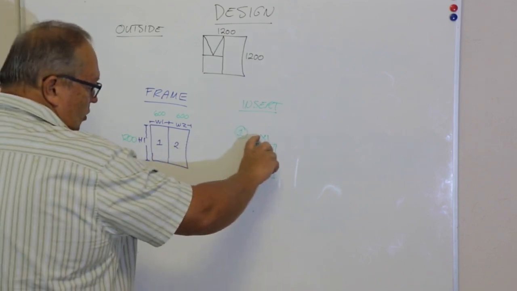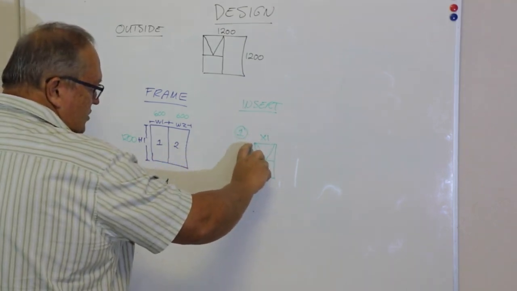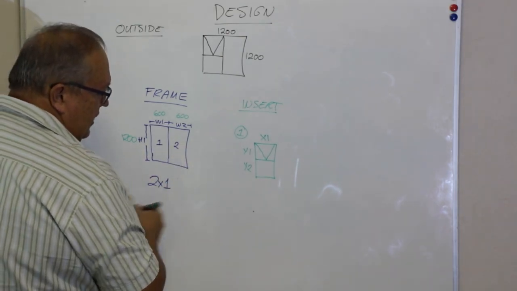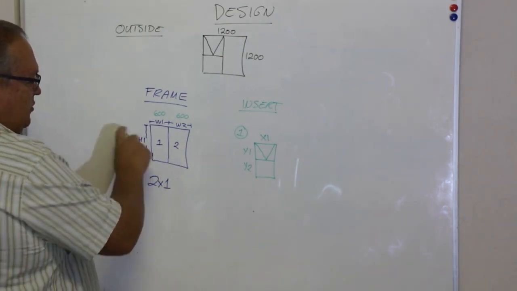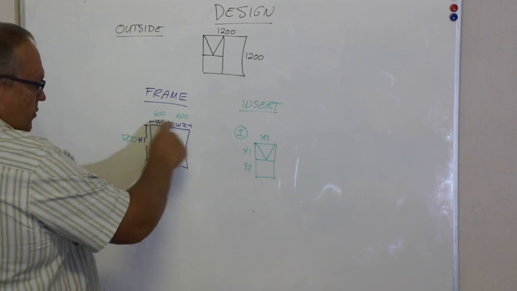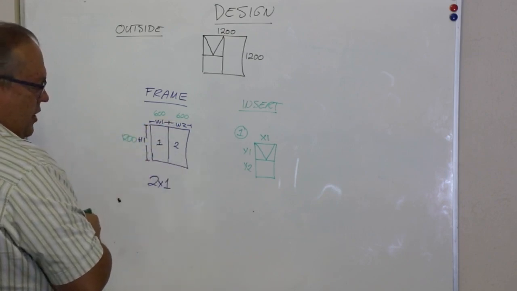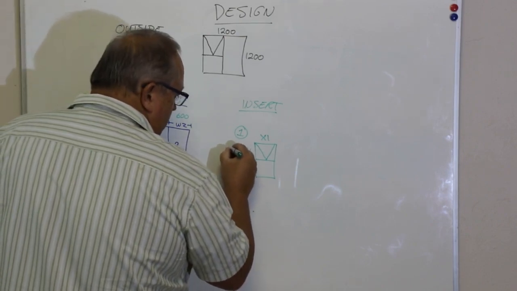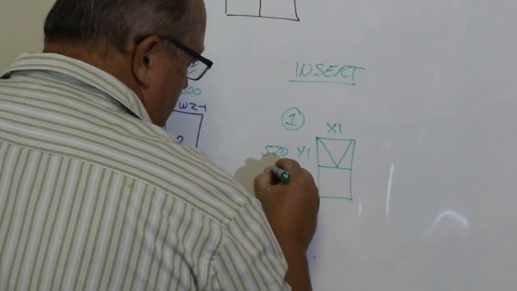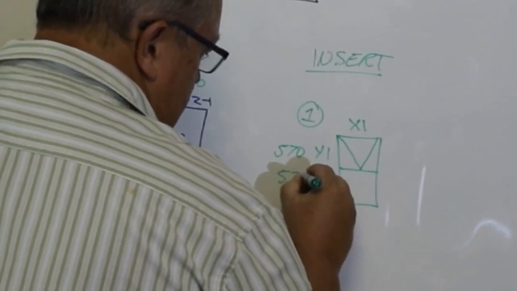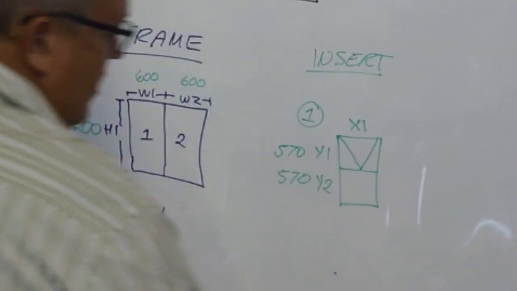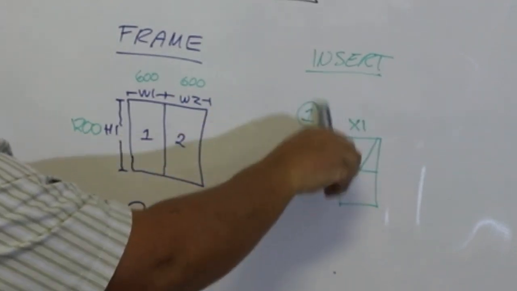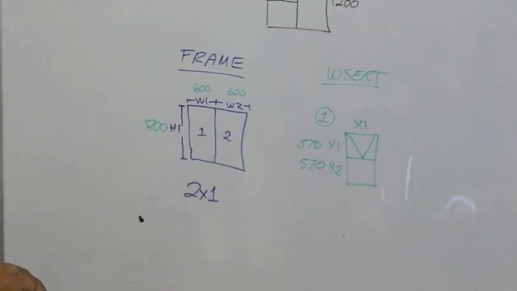Now, y1 and y2, the total height of the sash, works out something like 1140 millimeters. It won't be your full height of 1200 because I have to take off the outer frame. So the program will make y1 say 570 and dimension y2 570 as well. So it will automatically position this transom in the center of that insert.